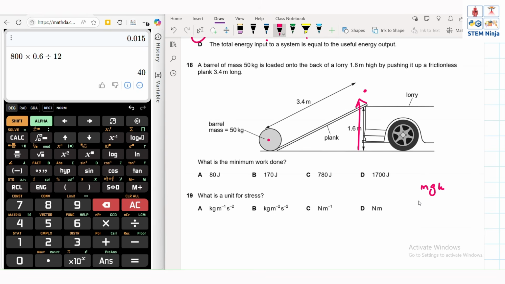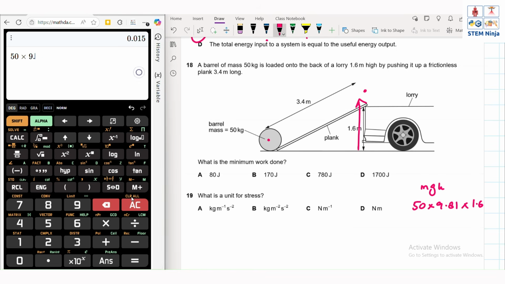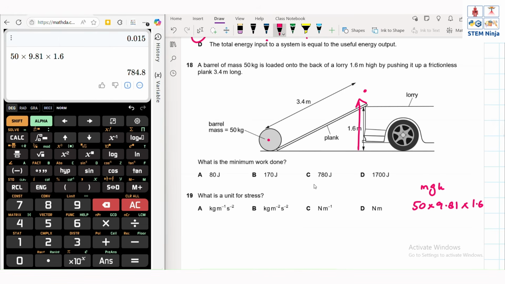We are not talking about the velocity of pushing it up, otherwise that could also be included in the work done. So 50 kg times 9.81 times 1.6. That is 784. So to two significant figures, this would be the correct answer.